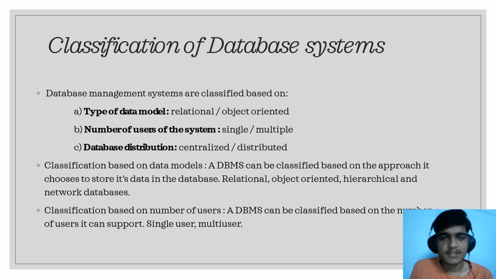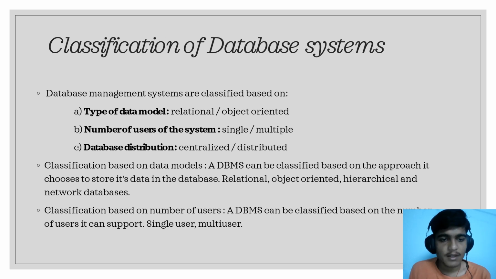Database systems are mainly classified into three types. First is on the basis of data model, that is relational or object oriented. Then there is number of users, and then there is database distribution. So, we'll talk about each of these in detail.